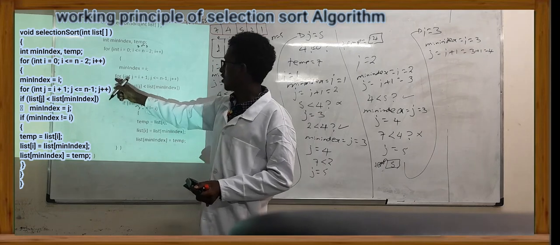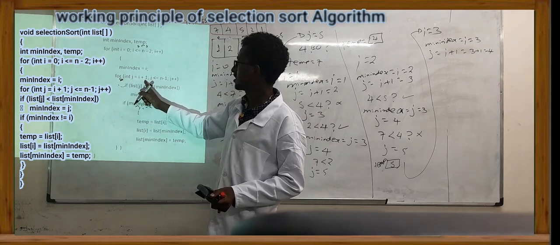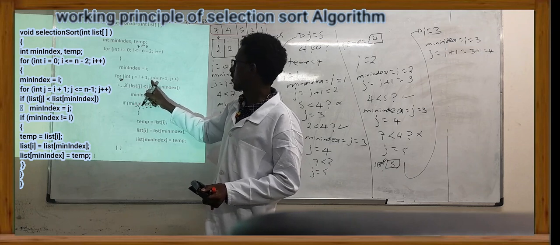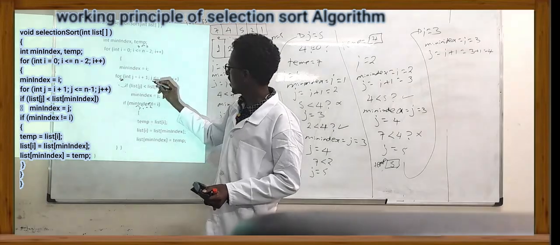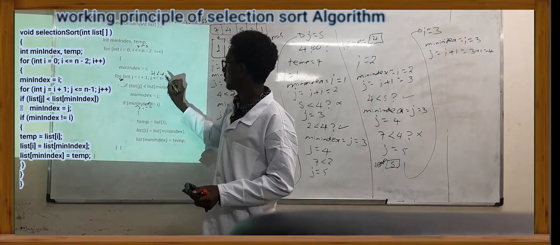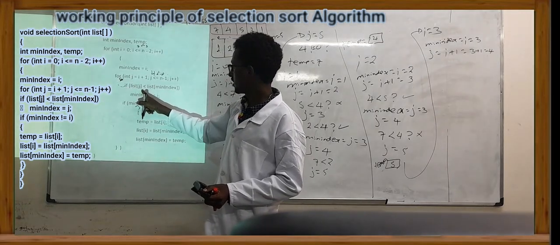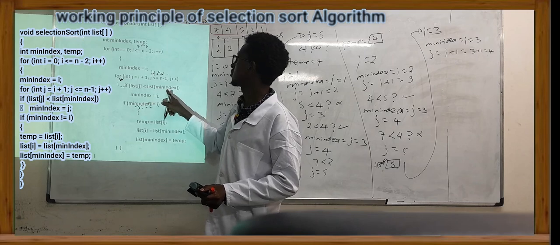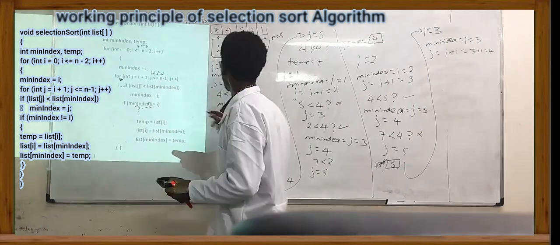Yes. Go to the for loop. J is equals to I plus 1. I is 3. 3 plus 1 is 4. 4 less than or equal to what? N is 5 minus 1, 4. 4 less than or equal to 4. True. So we can proceed to the next one. If list of 4, J is 4. List of 4 less than list of min index. That means list of 4 less than list of 3.